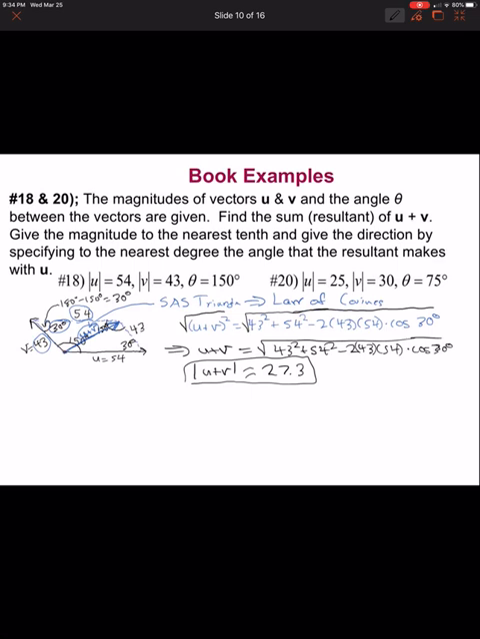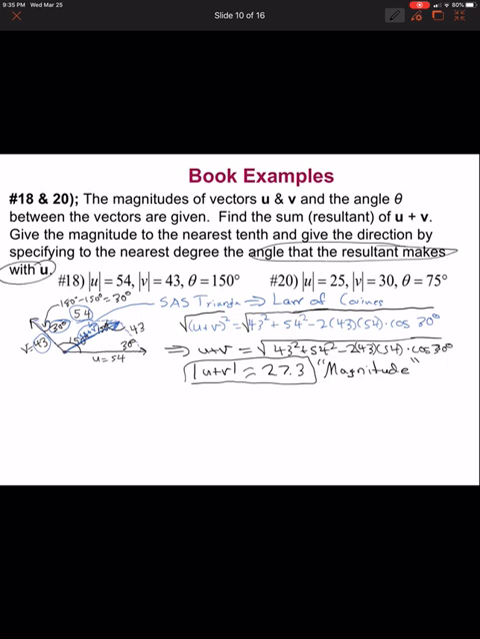So the magnitude of vector u plus v is 27.3 units. We found its length. Now we've got to give direction. So we have magnitude, and we've got to give direction to define the resultant vector. Two parts: we need magnitude and direction. Now direction is the angle formed between the resultant and vector u.